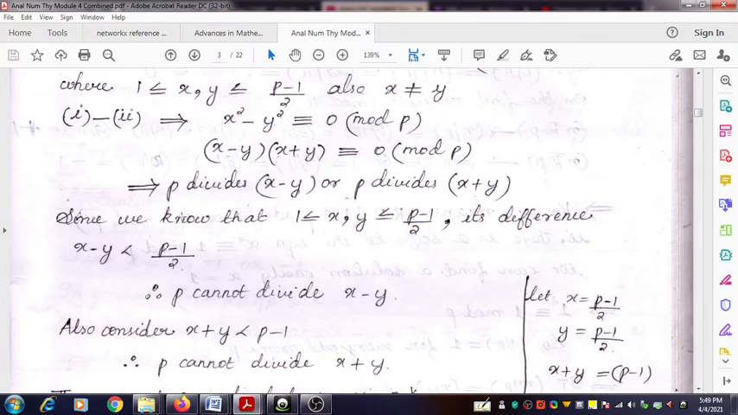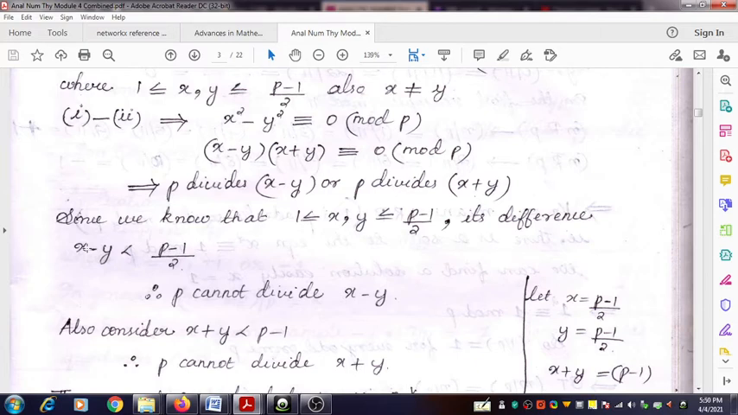Okay, then considering the first thing, let's think about p divides x minus y. You know that x and y, these two numbers satisfy this inequality, 1 less than or equal to x and y less than or equal to p minus 1 by 2. So when we subtract one of these numbers from the other number, you are going to get a number which is very clearly less than p minus 1 by 2. That means you are not going to get a number which is p or greater than p. That's very clear.